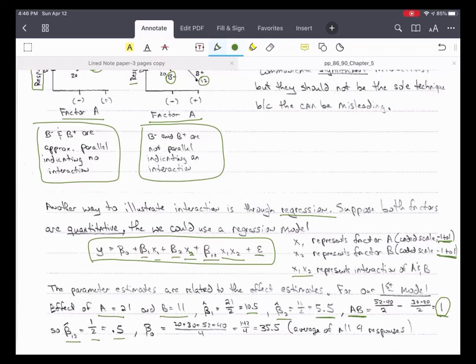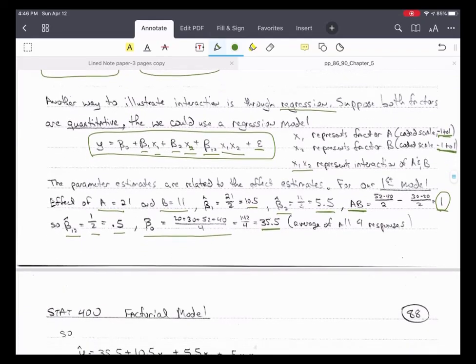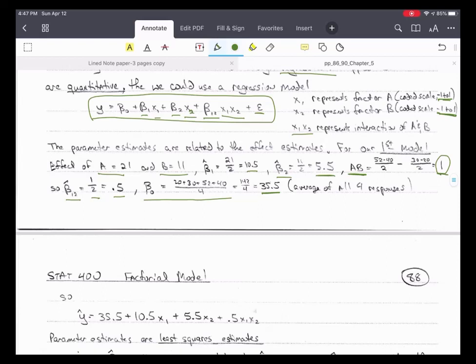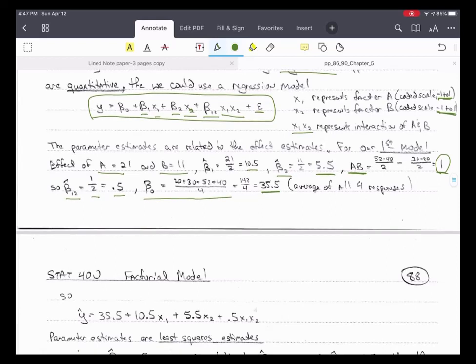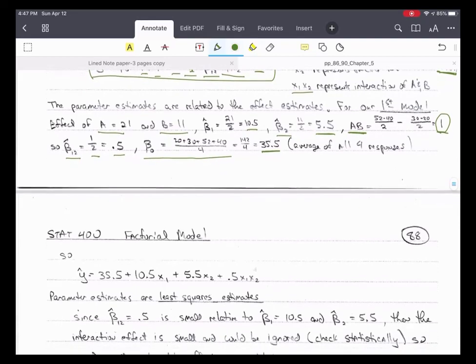And then beta naught is an average of the 4 treatment effects. And again, there's some mathematics going on behind here, which we're just not going to get into right now. So we take and average those, and we get 35.5. So our model would look something like this. Y hat is equal to 35.5, that's our beta naught, or our intercept, plus 10.5 x1 plus 5.5 x2 plus 0.5 x1 x2. And these are least squares estimates.